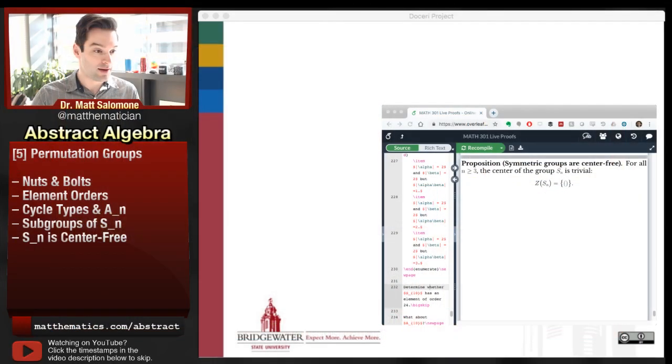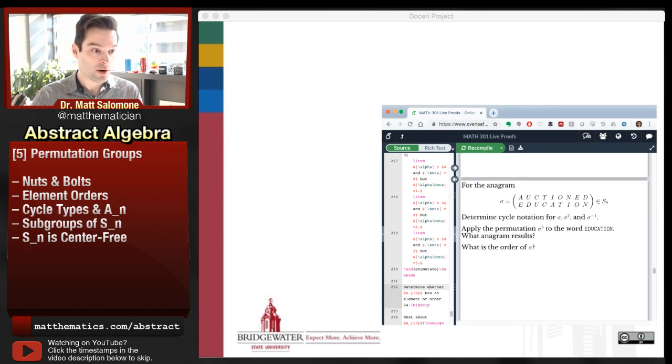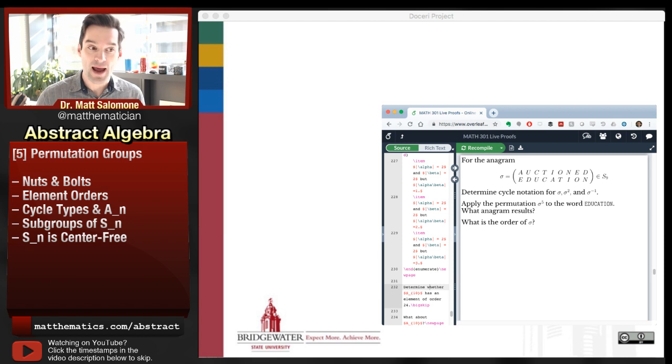For this week, I've selected some problems that kind of run the gamut that we're going to work together on. From the really practical nuts and bolts minded problems down to the more generalizable and more abstract questions that we can ask and answer about groups of permutations. So here's what I've got kind of on tap. The first is I want to talk nuts and bolts. And in particular, we're going to look at a problem where I just give you an anagram of the word auctioned into the word education, and we're going to turn that anagram into disjoint cycle notation for a permutation and then do some calculations with that permutation.